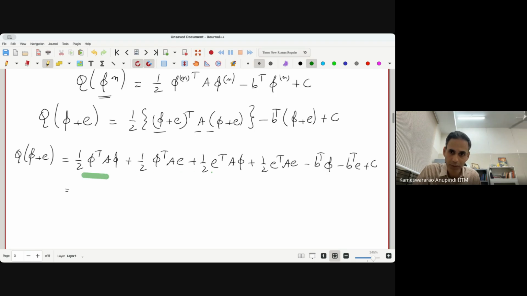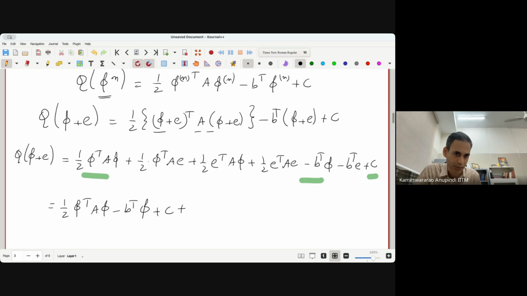Phi transpose A phi minus B transpose phi plus C. Okay, let me write all these things together. So this is going to be half of phi transpose A phi minus B transpose phi plus C.